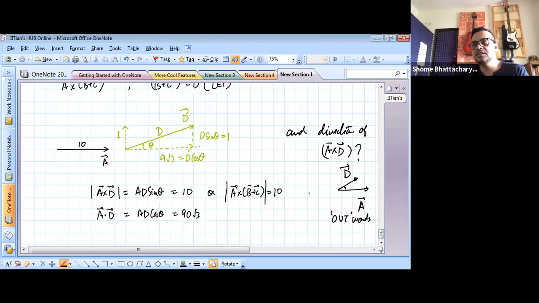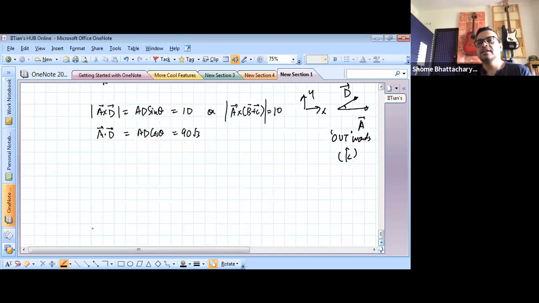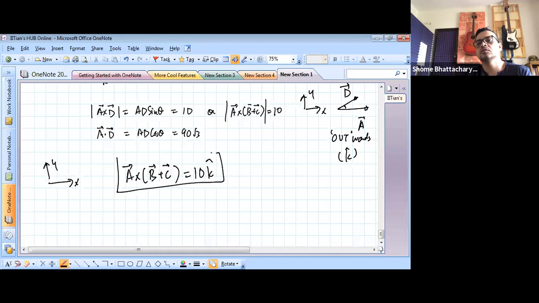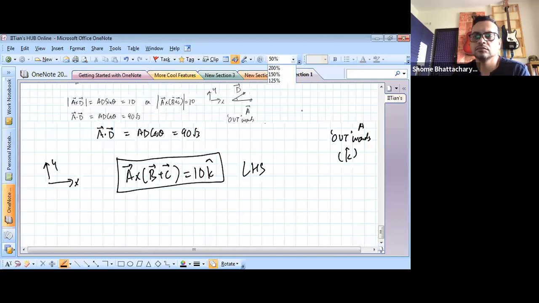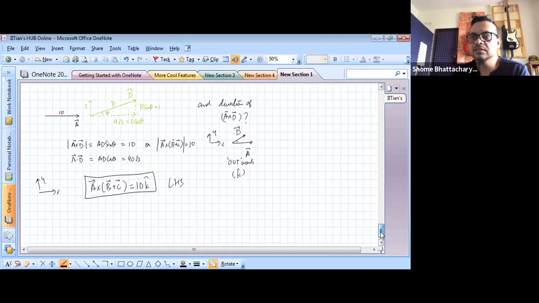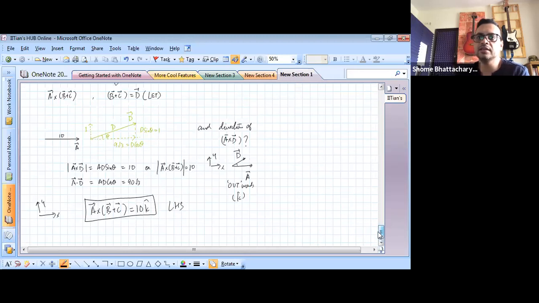Or if I take this as X and Y axis, then it is K cap. So if I take X and Y axis like this, then A cross (B plus C) as a vector is just becoming 10 K cap. This is the left hand side. Now it's very easy to show that the right hand side is this only, because for the right hand side you will separately do A cross B and A cross C and add the two of them.